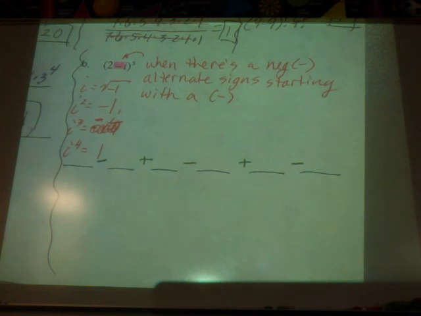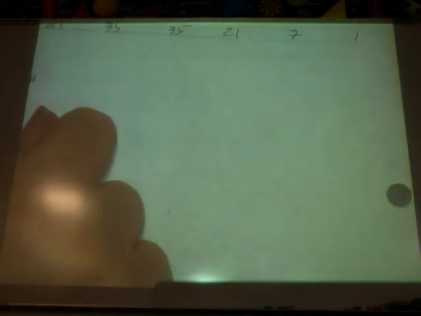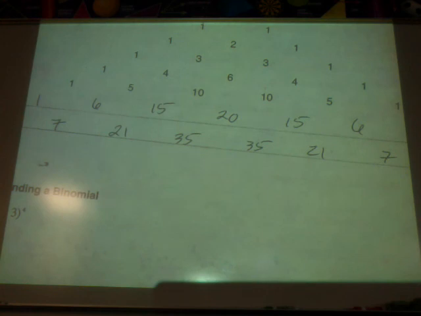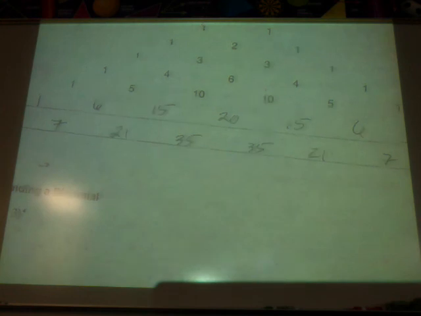Then go to the 5th row of Pascal's triangle. If you know the 4th row, you can create the 5th row from your brain, right? But here's your 5th row of Pascal's triangle. 1, 5, 10, 10, 5, 1. And that's another one that you're going to get comfortable with because you're going to use it a lot.